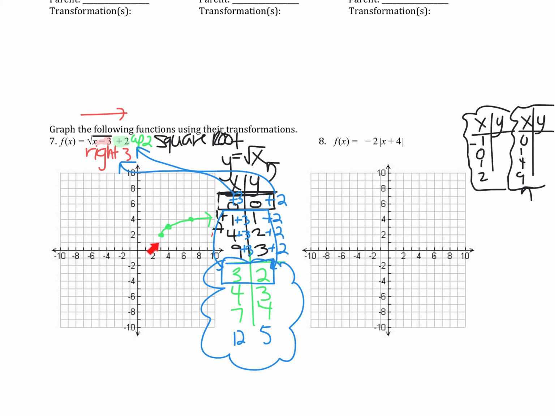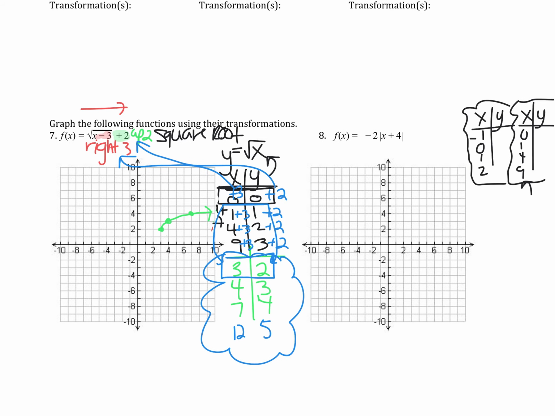So there's our final graph with the following transformations. I'll go ahead and show number 8 the same way, and you can choose if you want to stick with applying the transformations to the parent function step by step, or just use your table. So in number 8, if I look, this parent function is absolute value because it has the absolute value signs. So the absolute value function, the parent, is just the absolute value of x.